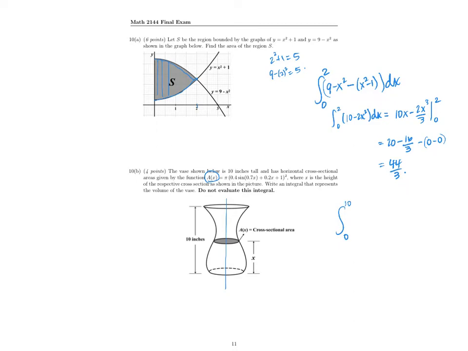And so I'll have pi times (0.4 sine of 0.7x plus 0.2x plus 1) squared dx. So I'm just really integrating that area function from 0 to 10. And it says do not evaluate, so we're done.